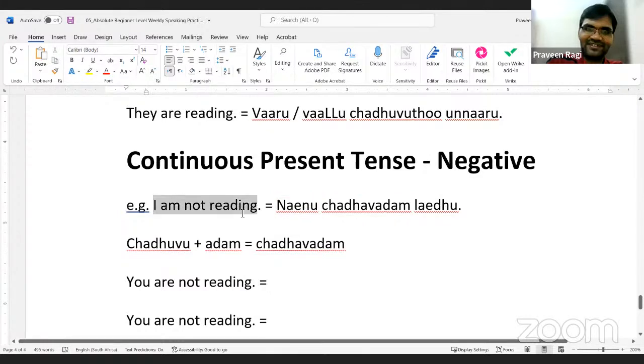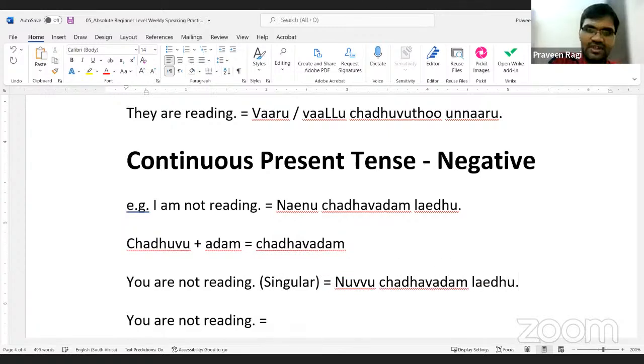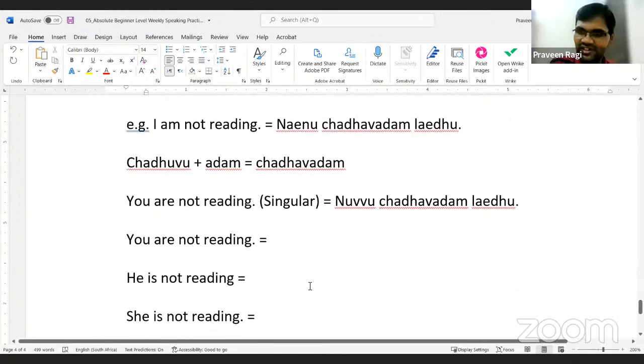This is I am not reading. Nenu chadavadam ledu. So chaduvu plus adam becomes chadavadam. Similarly, for the other subjects, we make sentences like this. For example, you are not reading. This is singular. Then it will be chadavadam ledu. For this category, there won't be any change in this part, only the subject. So chadavadam ledu is common for any subject. If you know the subject's meaning like you, he, she, you can easily try.